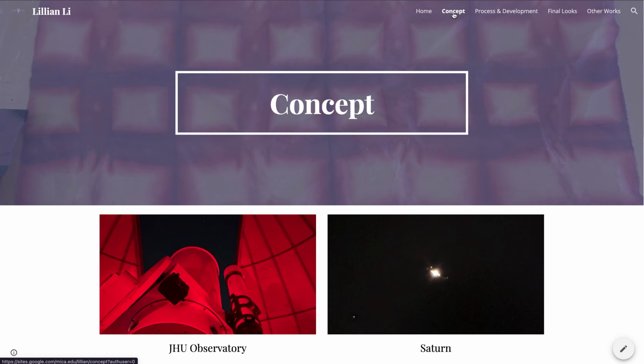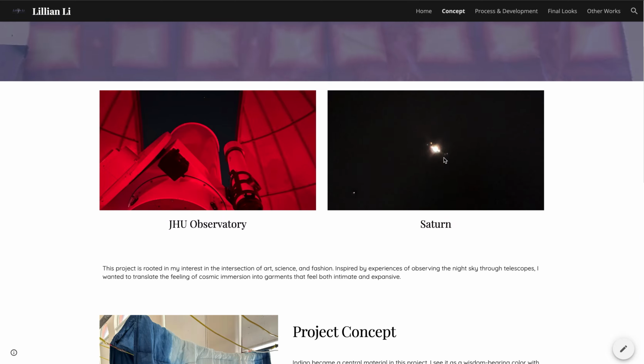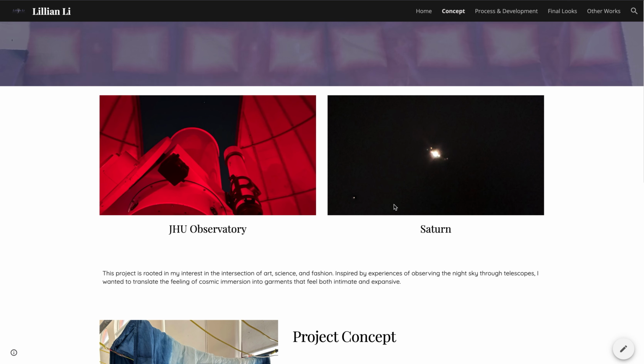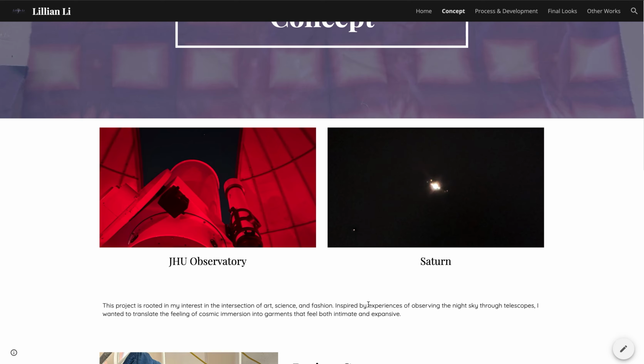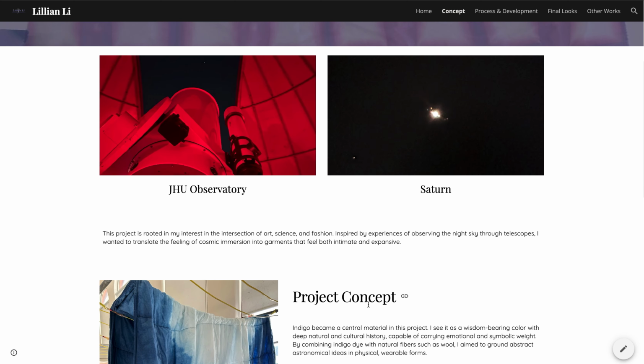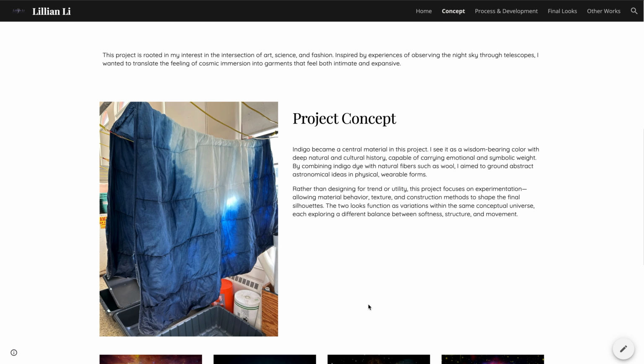Next, I will move to the concept section. This top image I included is from Juchu Observatory and the Saturn things. It reflects my long-term interest, especially in astronomy and how I think about space, light, and natural processes.